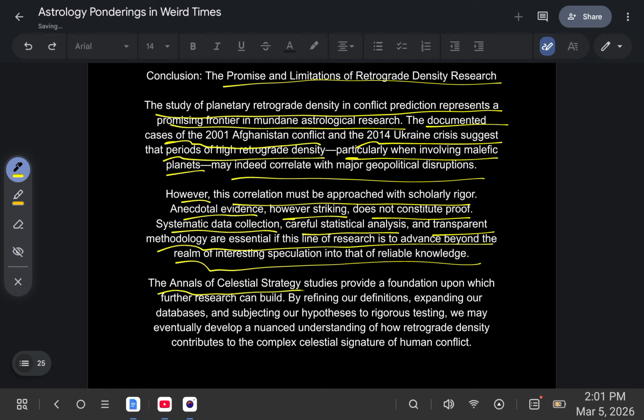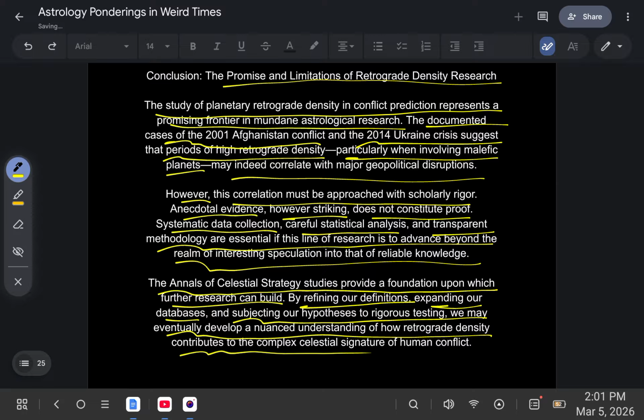The Annals of Celestial Strategy studies provide a foundation upon which further research can build. By refining our definitions, expanding our databases, and subjecting our hypotheses to rigorous testing, we may eventually develop a nuanced understanding of how planetary retrograde density contributes to the complex celestial signature of human conflict.